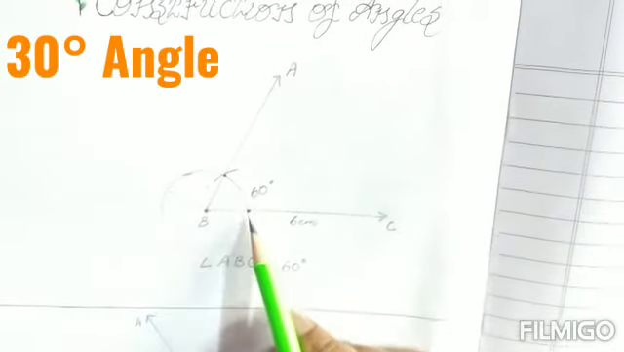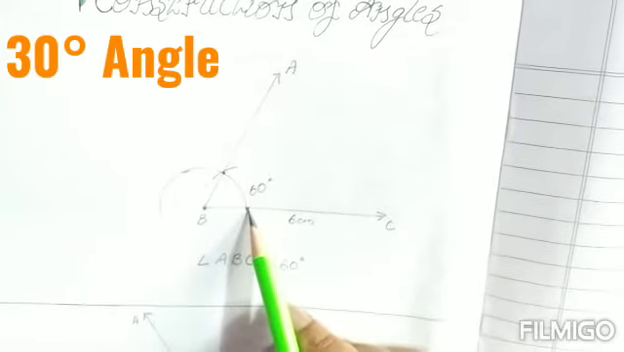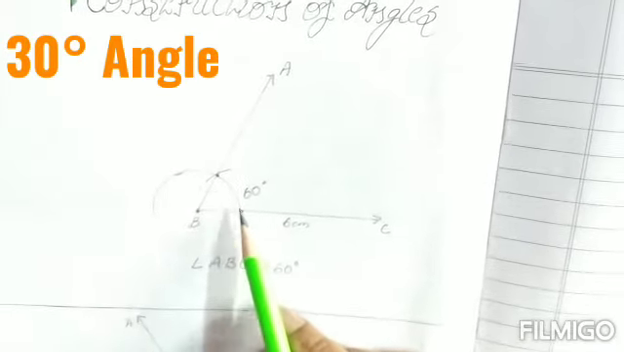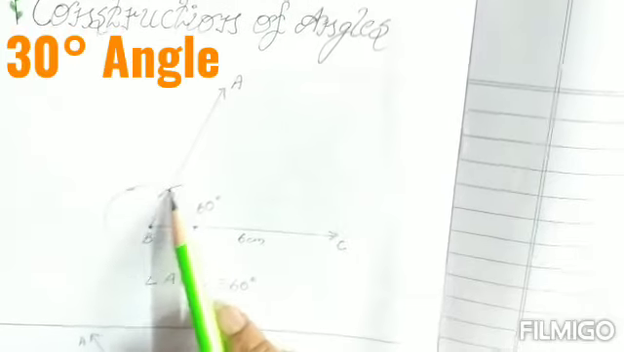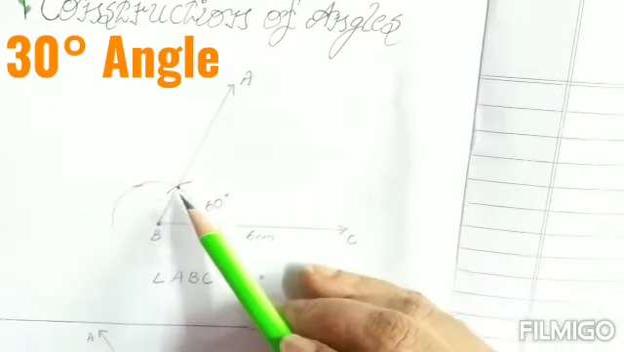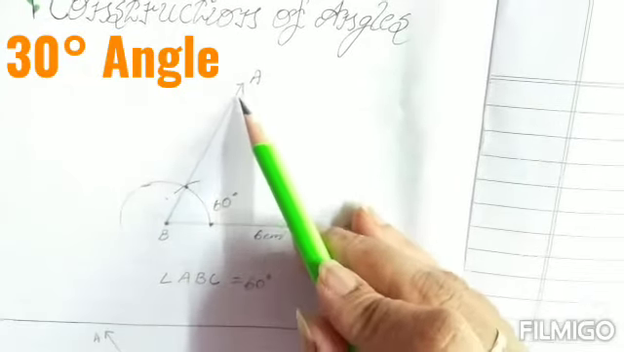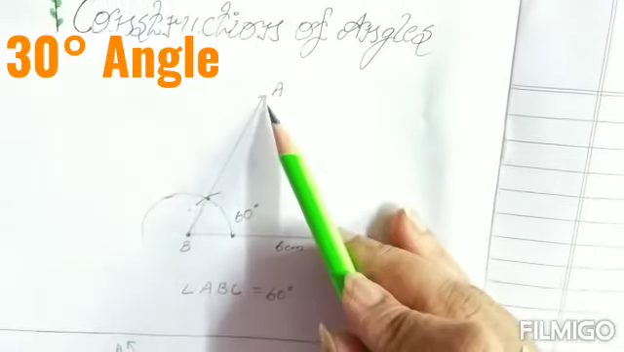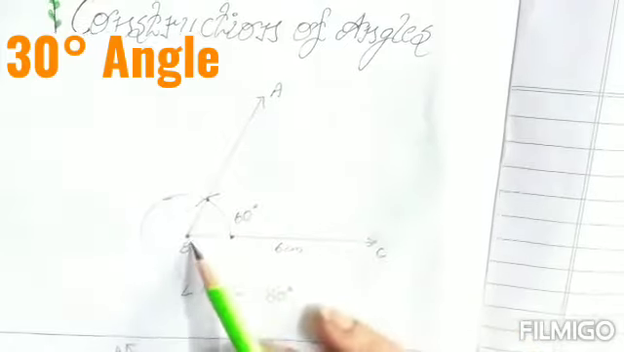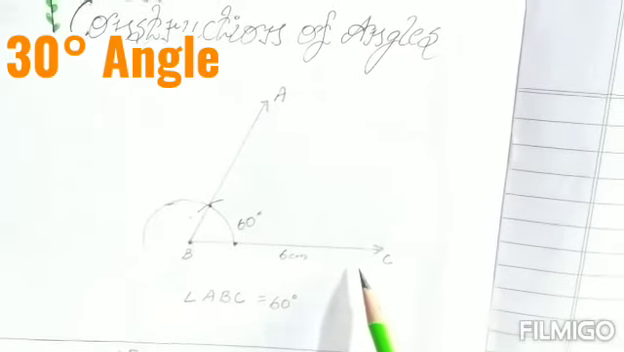Where the semicircle was cutting the baseline, from there you kept the compass and you cut the arc. And then again the two points were joined together with a scale to draw a straight line. Now this angle ABC was a 60 degree angle.